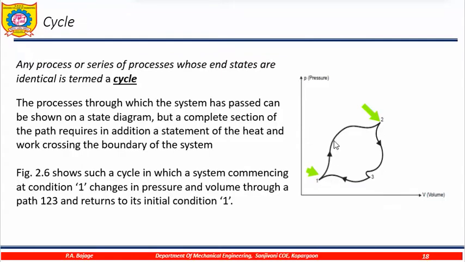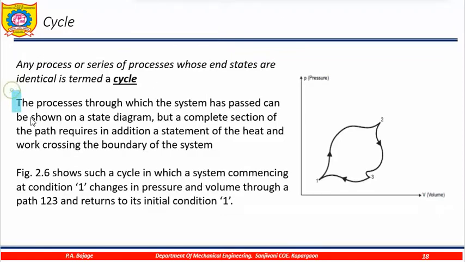But now, when this process 1 to 2 again travels from 2 to 3 and again from 3 to 1, and again returns to its initial condition, that is 1, that complete cycle is called a thermodynamic cycle, which we call simply a cycle. So, any process or series of processes whose end states are identical is termed a cycle.